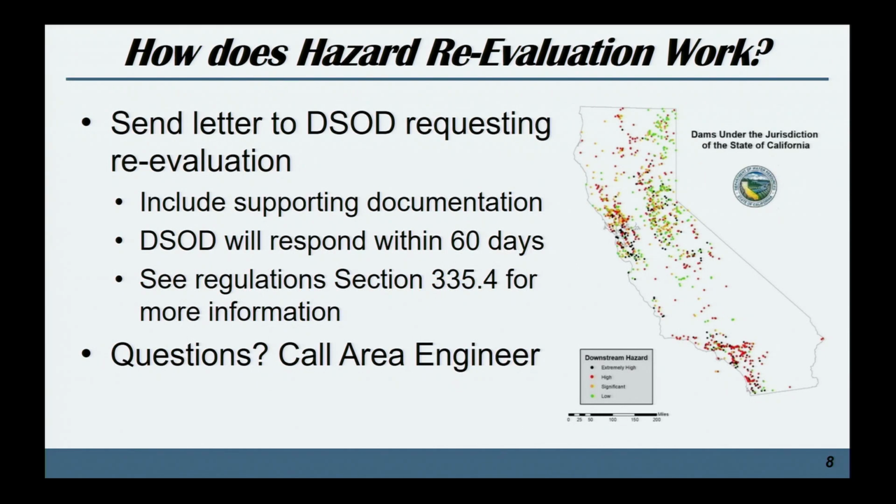So how does a hazard reevaluation work? The process has been formalized in our new regulations. You send us a letter requesting a reevaluation, and you include supporting documentation about why you think it should be different. Then we will respond to you within 60 days. There's more information in the regulations, which are now updated in the California Code of Regulations online. There's a link on our website, and we also have handouts of those in the back. If you have questions, again, contact your area engineer.